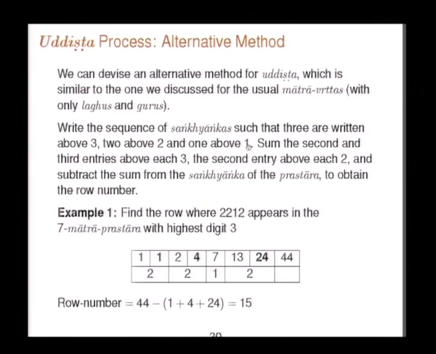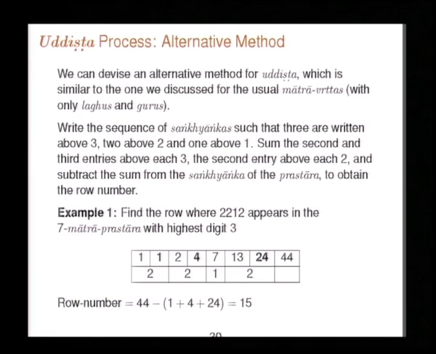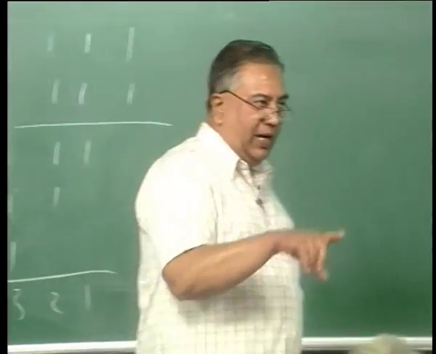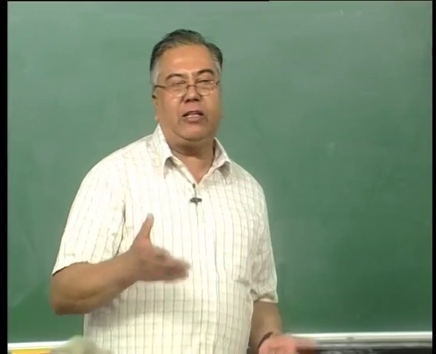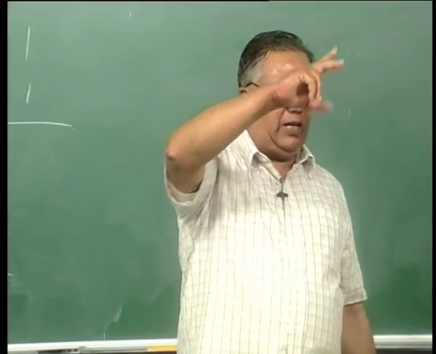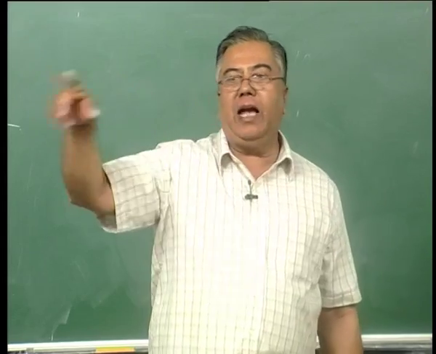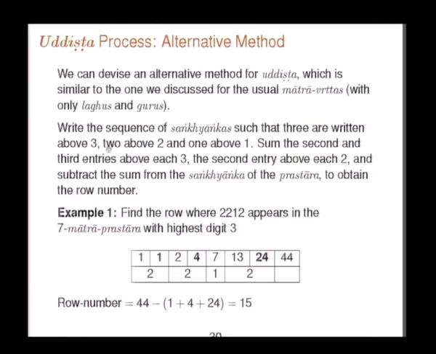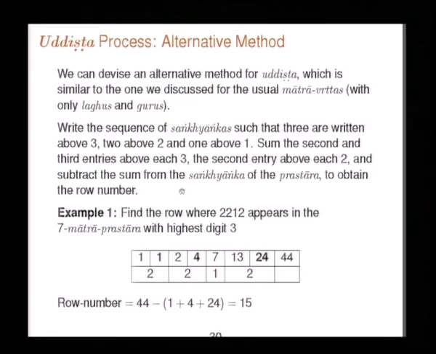This is what we had done in the case of Shangadeva. We put 4 sankhyankas above the Pluta, 6 sankhyankas above the Pluta, we put 4 above the Guru, 2 above the Laghu and 1 above the Dhruta. Or in Matra Vrata Prastara, we put 2 sankhyankas, 1 above and 1 below the Guru and 1 sankhyanka only with the Laghu. So, this is just a generalization of that. Write 2 sankhyankas above 2, 3 above 3, 1 above 1. Sum the second and third entries above each 3, second entry above each 2 and subtract that sum from the sankhyanka of the prastara, which is 44, to obtain the row number.